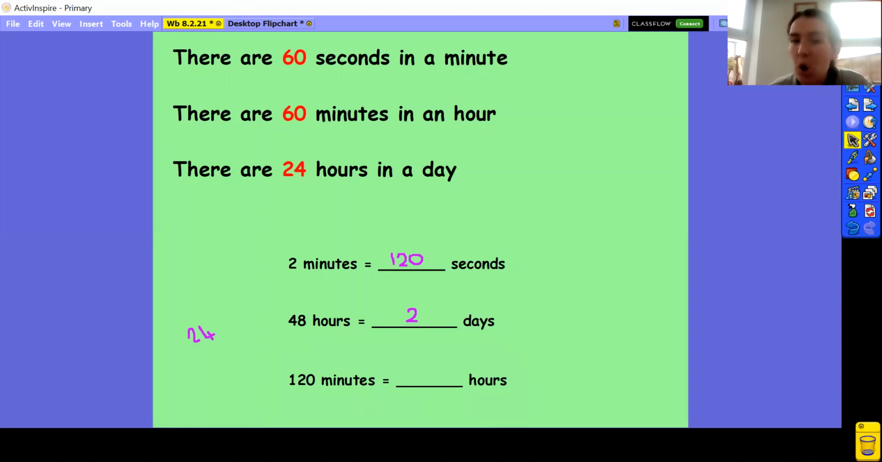And finally, 120 minutes is the same as how many hours? Well, I know that 60 minutes is 1 hour. Well, I should be able to recognise that double 60 is 120. So if 60 minutes is 1 hour, 120 minutes is going to be the same as 2 hours.